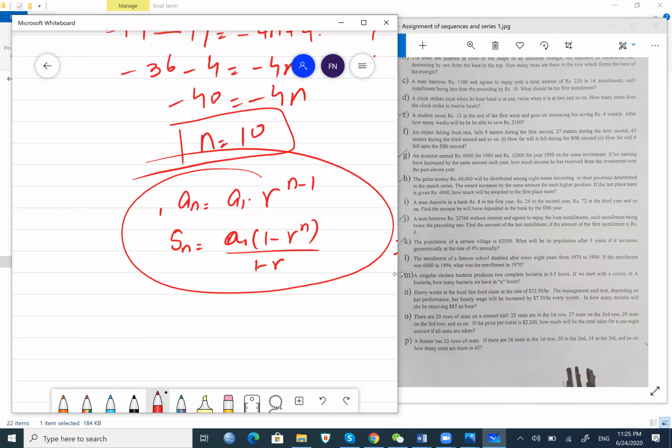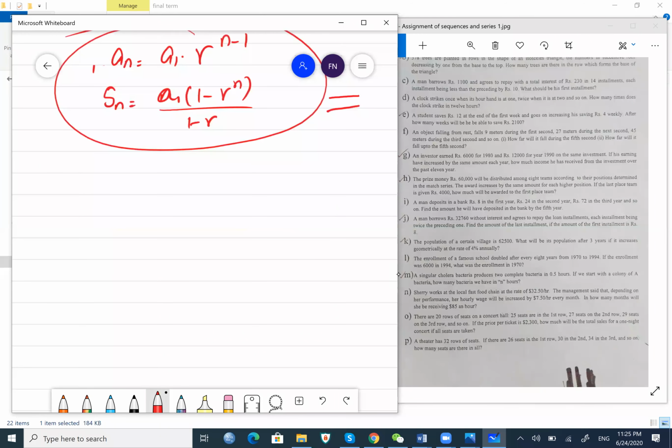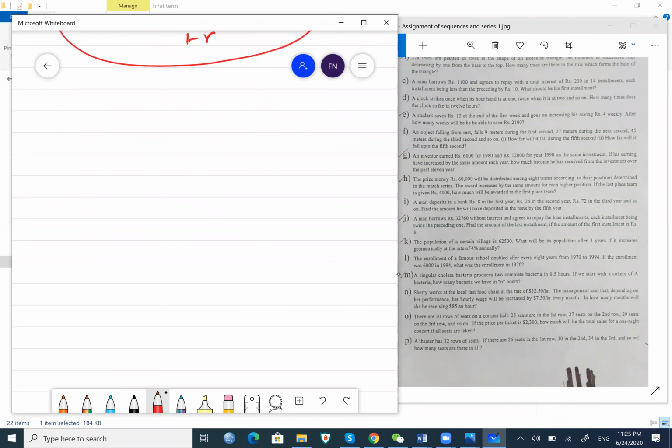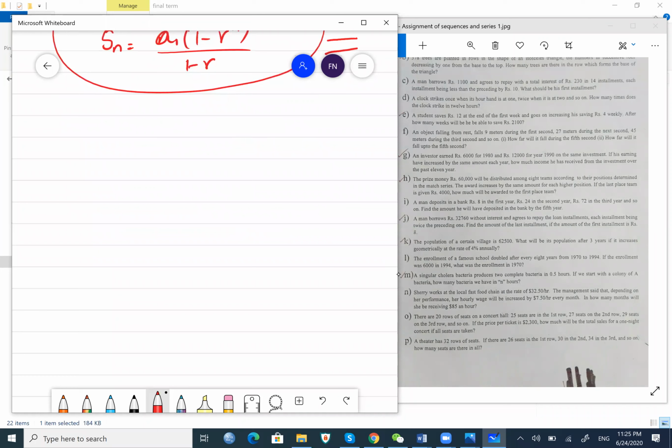An investor earned rupees 6,000 for 1980 and rupees 12,000 for year 1990 on the same investment. If his earnings have increased by the same amount each year, how much income has he received from the investment over the past 11 years?